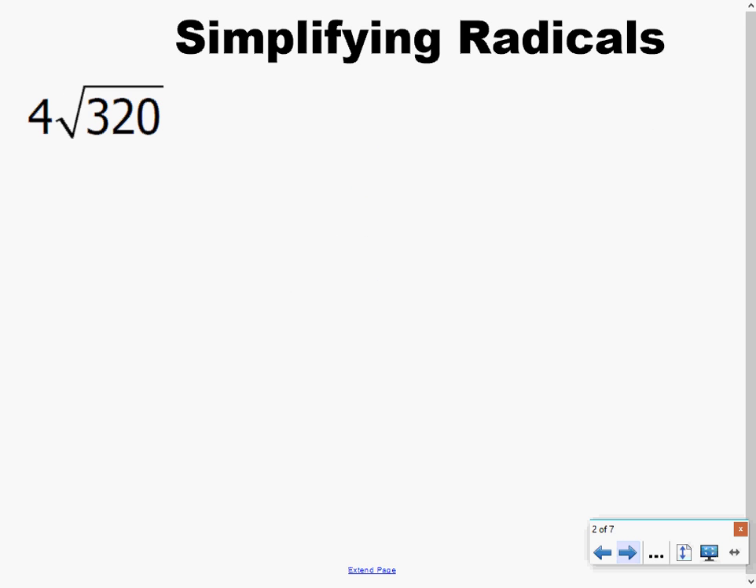So in the past, we have simplified square roots. When we simplify a square root, we said, okay, I'm really just trying to figure out, what's the biggest perfect square that goes into 320. Well, that would be 64. So, in the past, we would rewrite this as 4 because it was already there. And then 320, we're splitting into 64 times 5, right? 64 is the biggest perfect square that goes into 320.